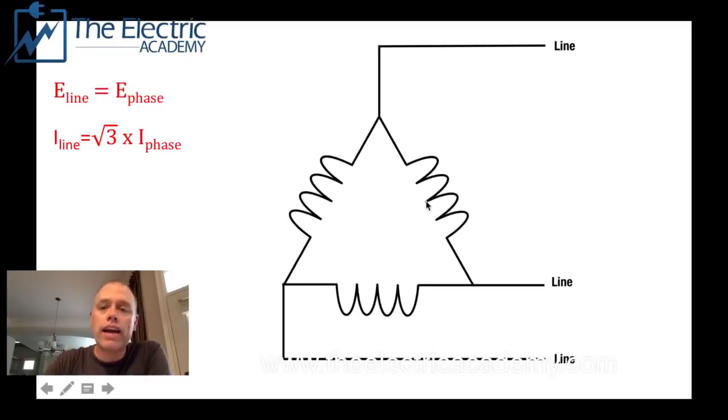Now, you can get the high leg. When you talk about the high leg delta, you can actually tap this and ground it and have 2 voltages. You'd actually have 3 voltages present. Again, I'm not going to get into that. That'll be another video for another day.